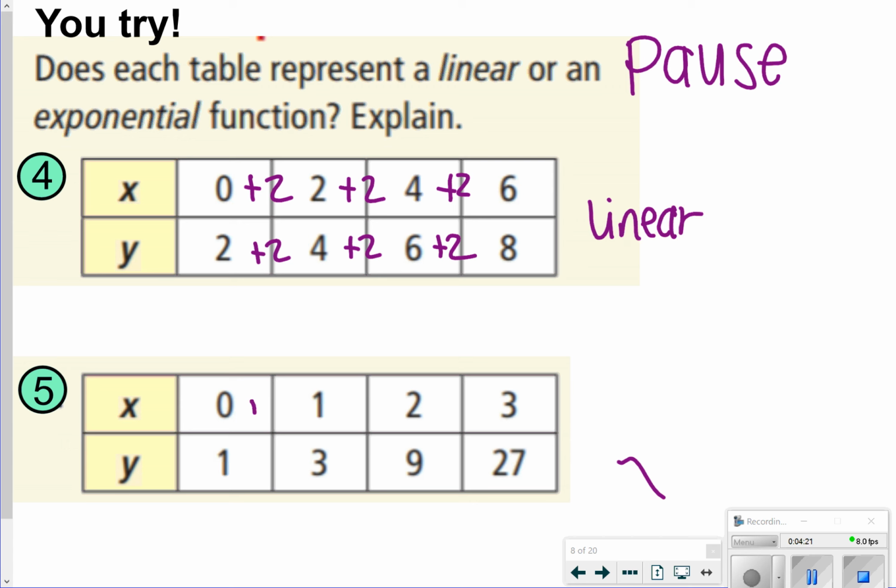For number 5, we are adding 1 each time for x. And for letter y, we are multiplying by 3 each time for those values. So this one would be considered exponential.